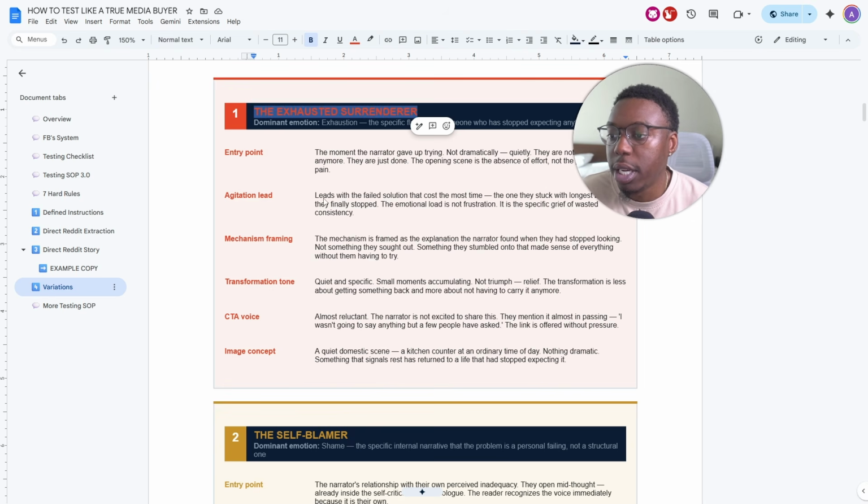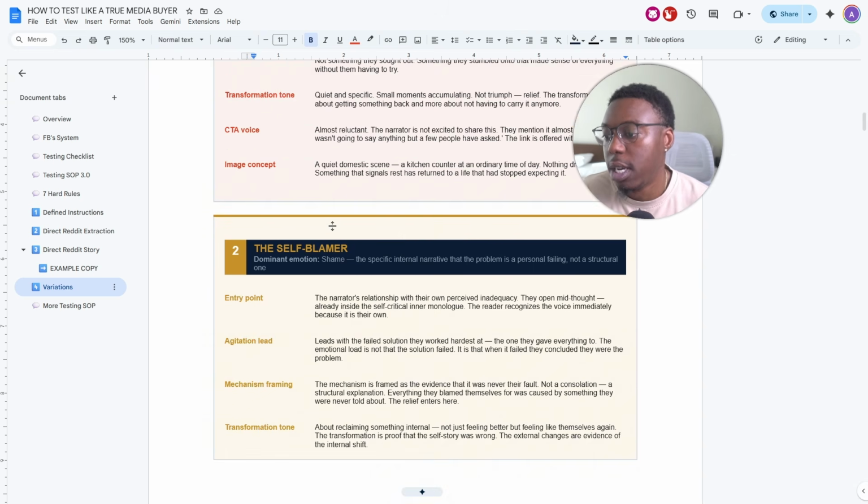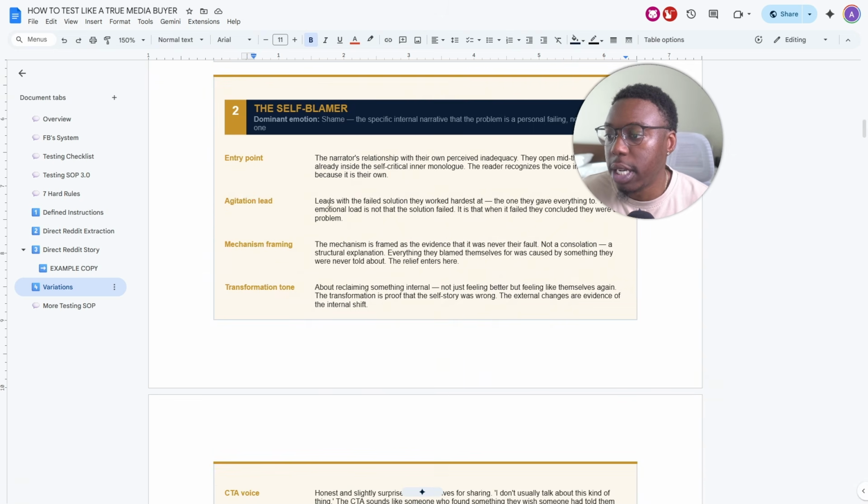The agitation lead leads with the failed solution that cost the most time, the one they stuck with the longest before they finally stopped. Then the self-blamer: the agitation lead is the failed solution they worked hardest at, the one they gave everything to. The emotional load is not that the solution failed, but that when it failed, they concluded they were the problem. The mechanism framing is the mechanism as evidence that it was never their fault, not a consolation, a structural explanation.